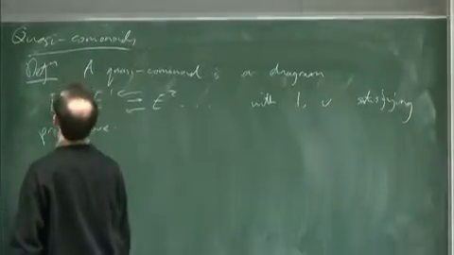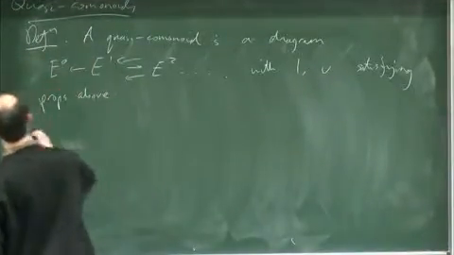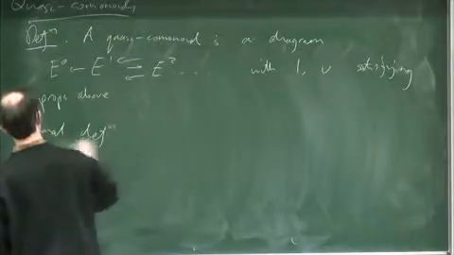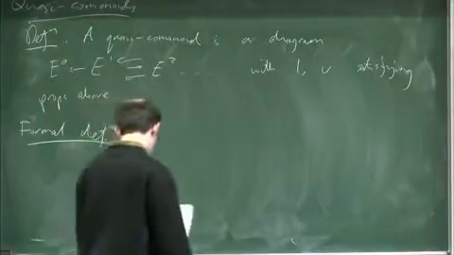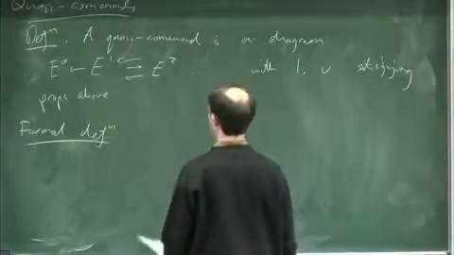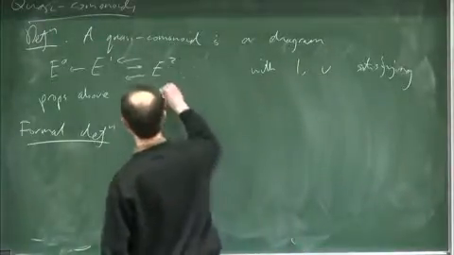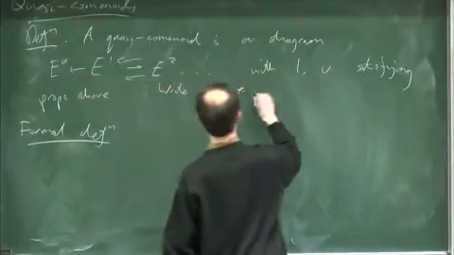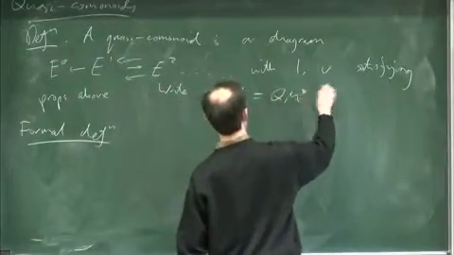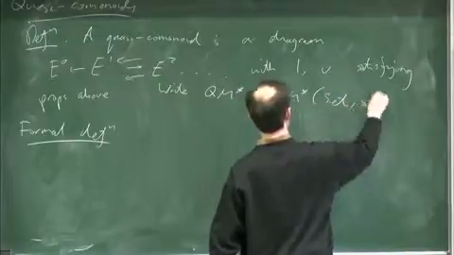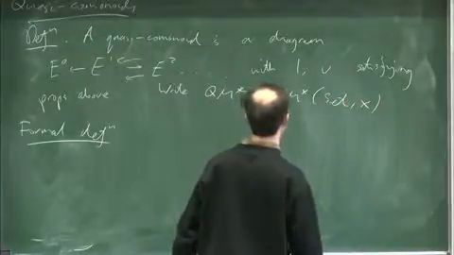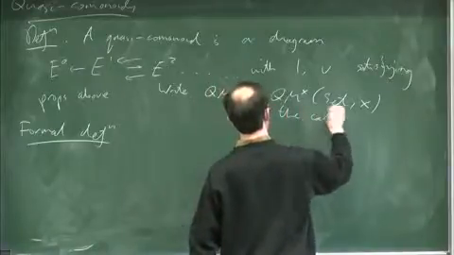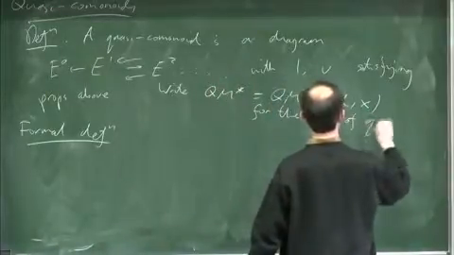And if you want a formal definition, what we do is, oh yes, hang on a minute, I better write QM star, or sometimes QM star set cross, for the category of quasi-comonoids.